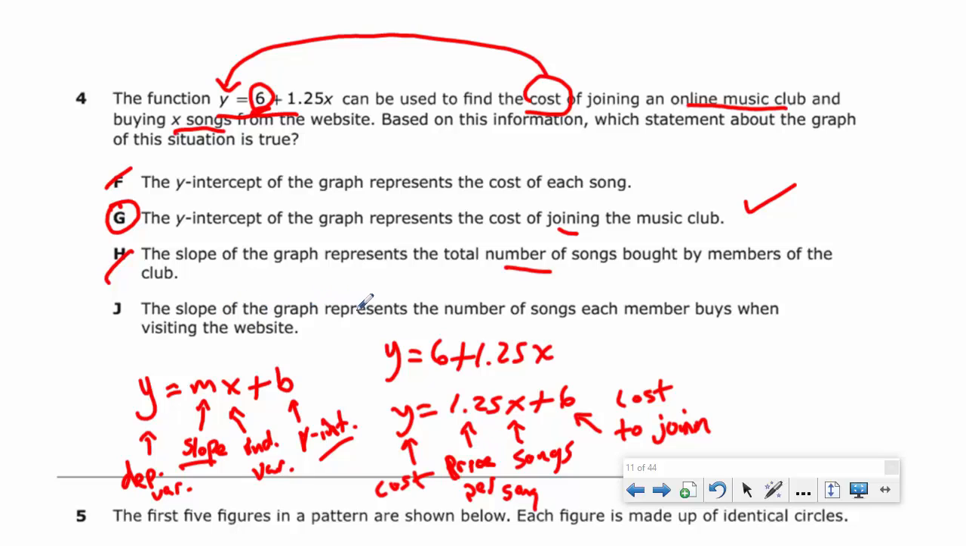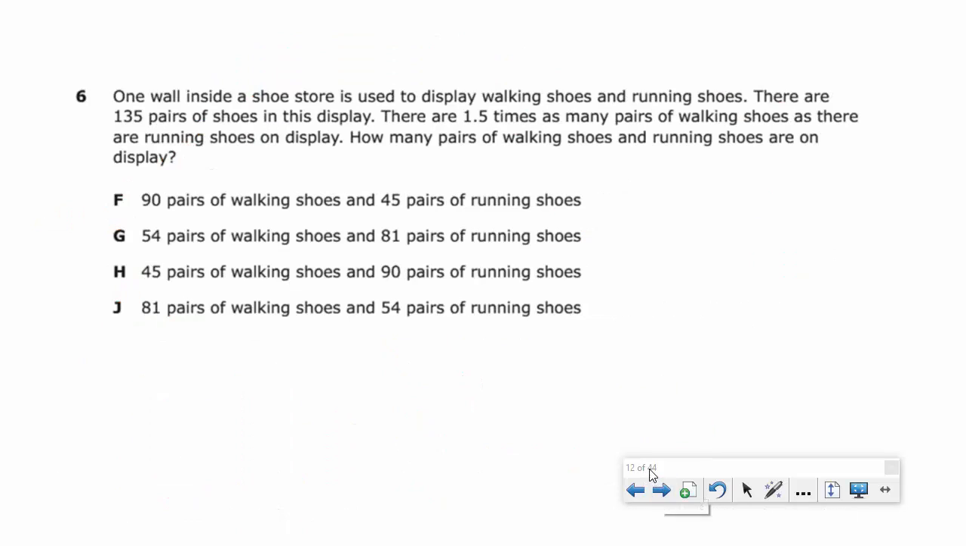Remember, the slope represents the price per song. It says the slope represents the number of songs. That's not true. The slope is the price per song. We already know that. This is wrong as well. So your answer for this one is G. This is basically, do you know your sense around the word problem here?